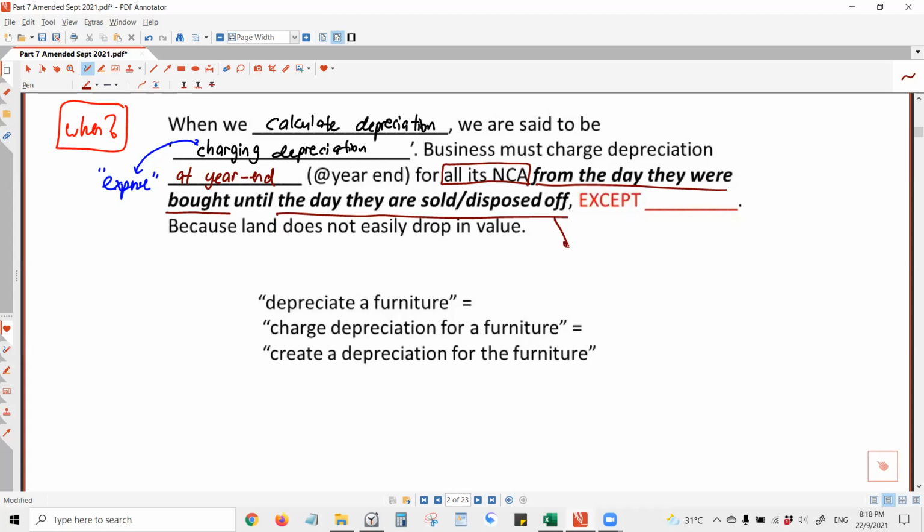What does it mean? This is known as ownership period. As long as you still own it, then you charge depreciation. Very simple. Okay, there is one NCA that you don't have to charge depreciation. It is known as land. For land, you don't have to charge depreciation.